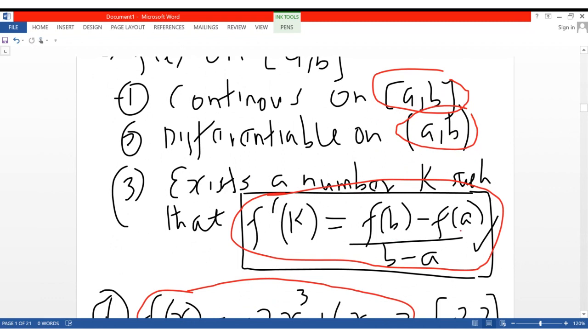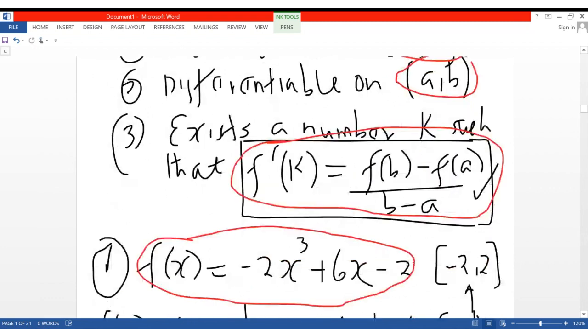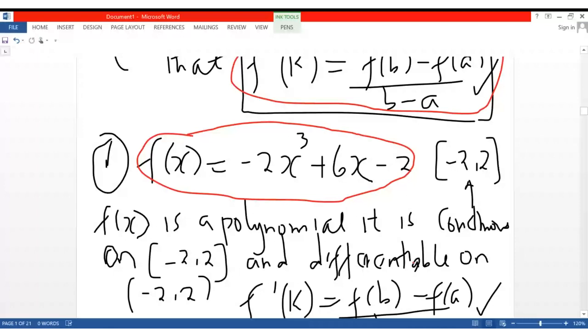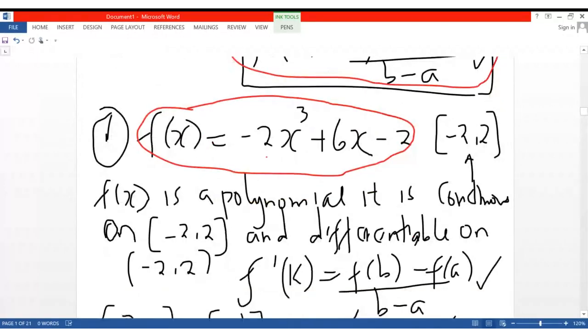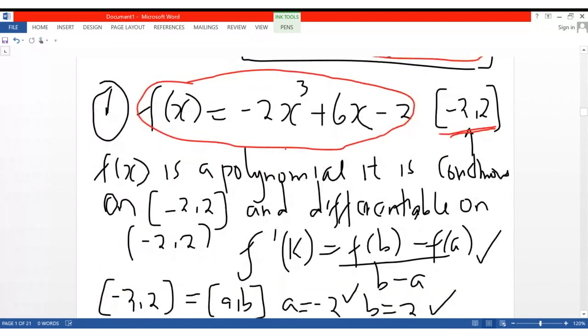So I did the first example. This is the function that we have been given: f of x is equal to -2x squared plus 6x minus 2, and you'll always be given the interval here. The first thing we check is that this is a polynomial. All polynomials are continuous and differentiable on the given interval. All of them, basically.